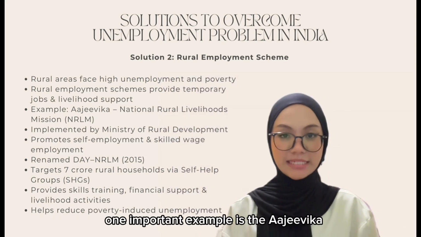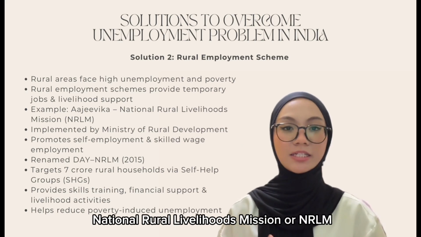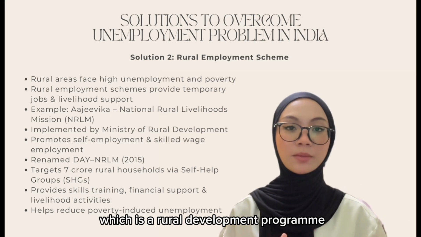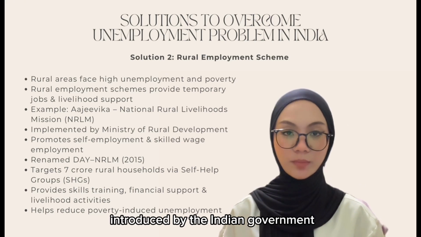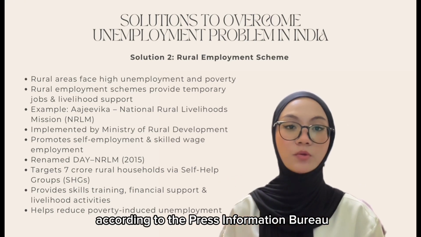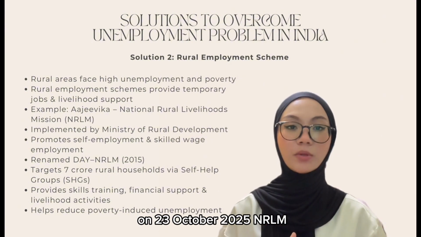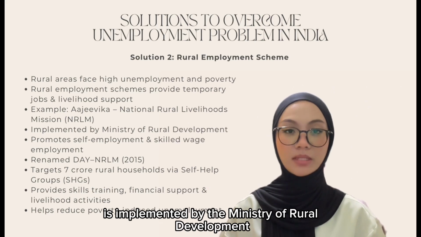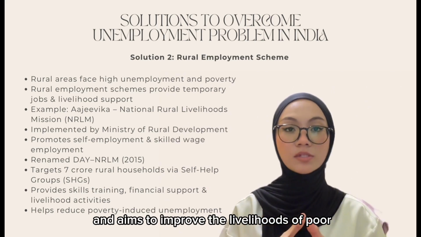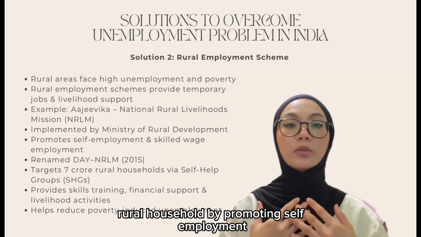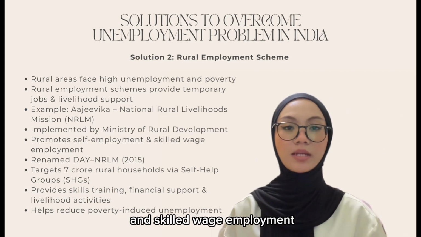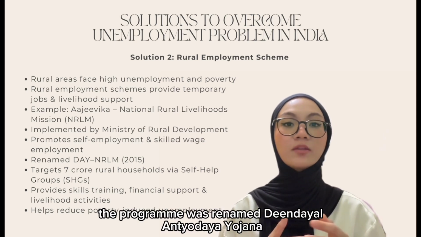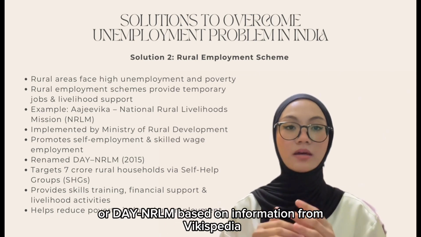One important example is the Ajivika National Rural Livelihoods Mission, or NRLM, which is a rural development program introduced by the Indian government. According to the Press Information Bureau on 23 October 2025, NRLM is implemented by the Ministry of Rural Development and aims to improve the livelihoods of poor rural households by promoting self-employment and skilled wage employment. In 2015, the program was renamed Deen Dayal Antyodaya Yojana, or DAY NRLM.